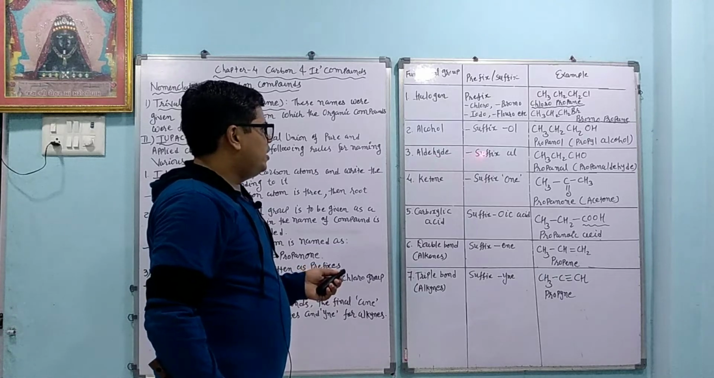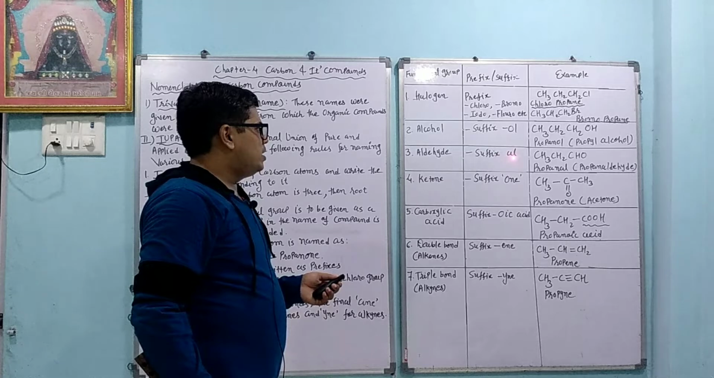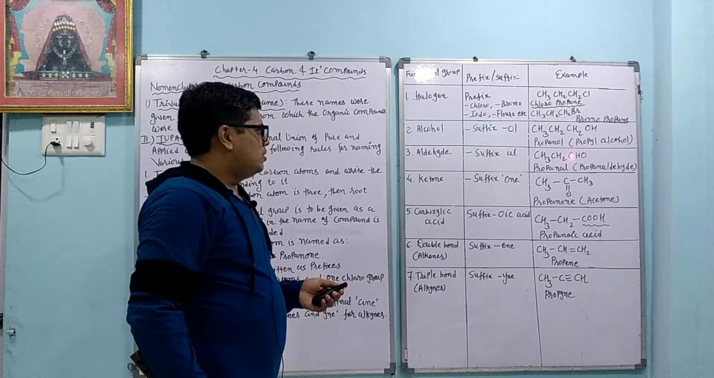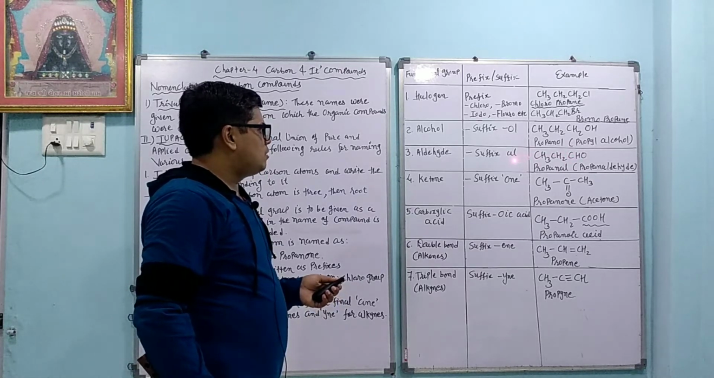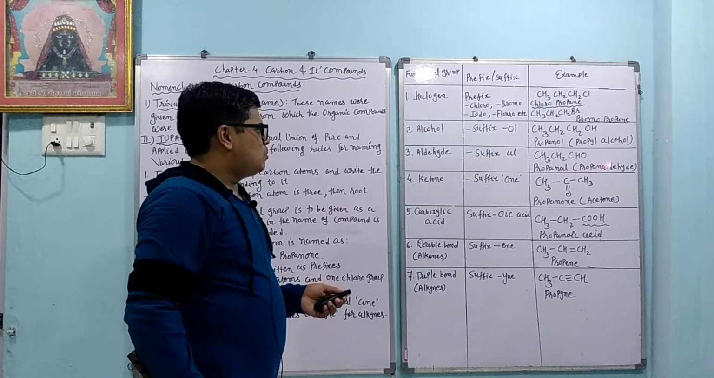Aldehyde: in that we have to remove the suffix e and we have to add the suffix al. First we count the number of carbon atoms, 1, 2, 3, propane, and this group is present, so we add the suffix al: propanal. The common name is propionaldehyde.